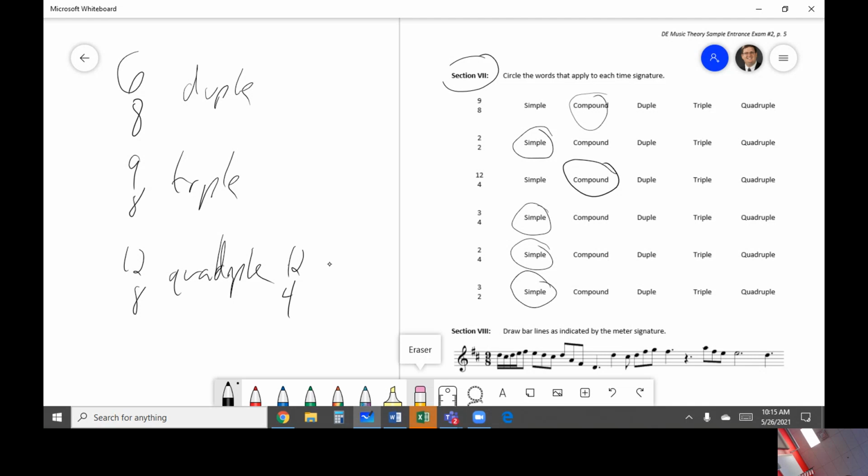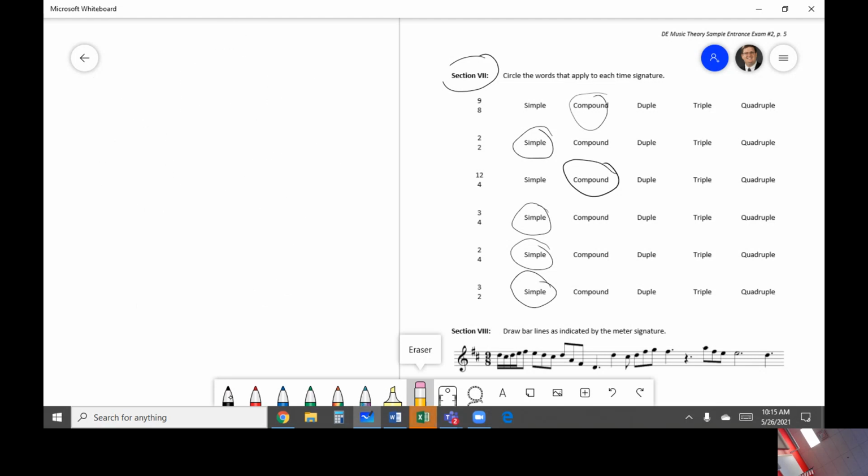12-4, 12-16, 9-4, 9-16, 6-4, 6-2, 6-16. All those would be duple, right? So triple, duple, quadruple deal with the number of beats per measure. All right? Let's just kind of go through and talk about all the different things that you're likely to see.